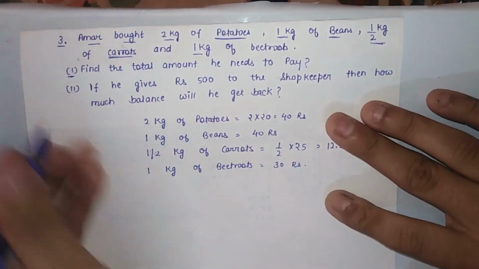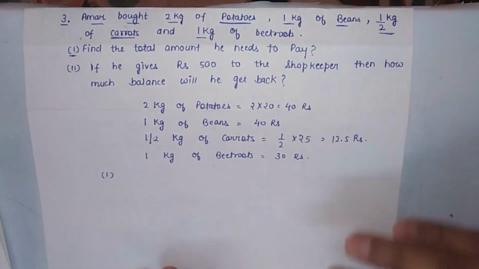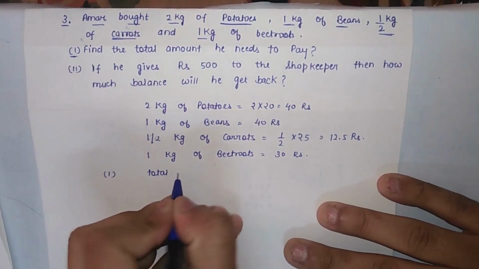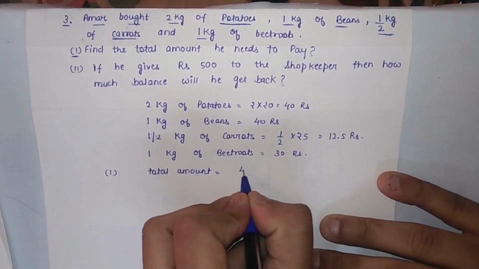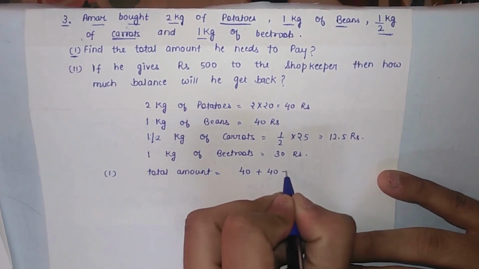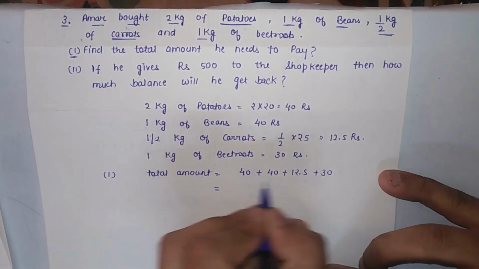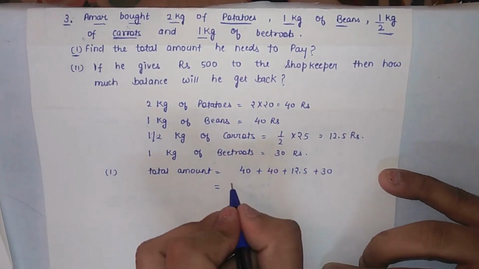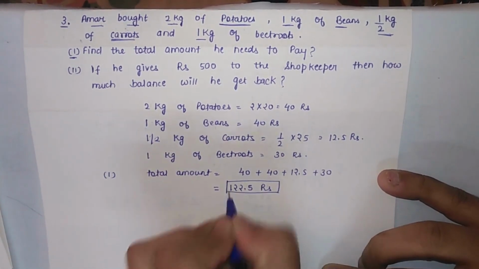Let's try to solve part number 1, and that is to find the total amount he needs to pay. We have to simply take the sum of all these: 40 plus 40 plus 12.5 plus 30. 40 plus 40 is 80, plus 30 is 110, plus 12.5 is 122.5 rupees. This is the total amount that he needs to pay.